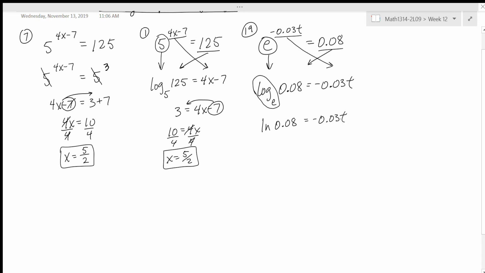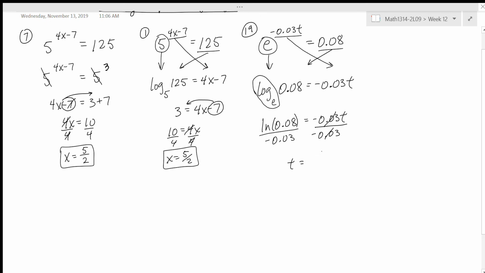And I'm down to the last step. What do I need to do now to isolate the variable? Right. Divide both sides by negative 0.03. And at this point, you have something you can button push. So what is natural log of 0.08 divided by negative 0.03?